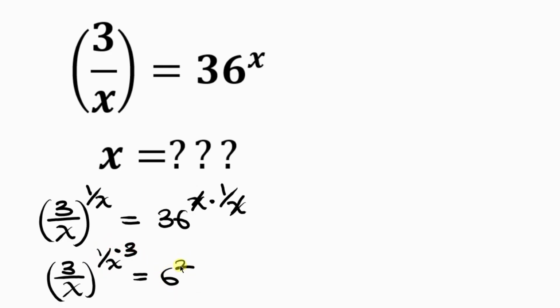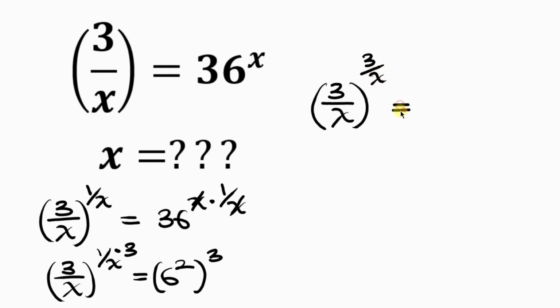And I'll do the same to the right-hand side. So I'll multiply the power on the right-hand side by 3 as well. So this results to 3 all over x, all raised to the power of 1 times 3 is 3 all over x. That is it. So this is equal to, on the right-hand side, we have 6 to the power of, now from indices, these powers can multiply. So 2 times 3 gives 6.